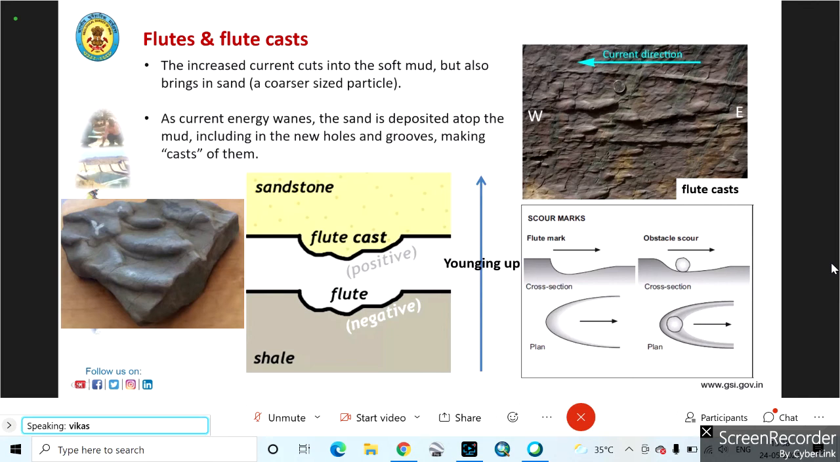So you can notice this, that the concave side, the bottom side of the concave, is the older side, and the opening of this cast is in the direction of younging up. So the photograph you're seeing on the left bottom part is representing an inverted one, where the block has been overturned. Next, please.